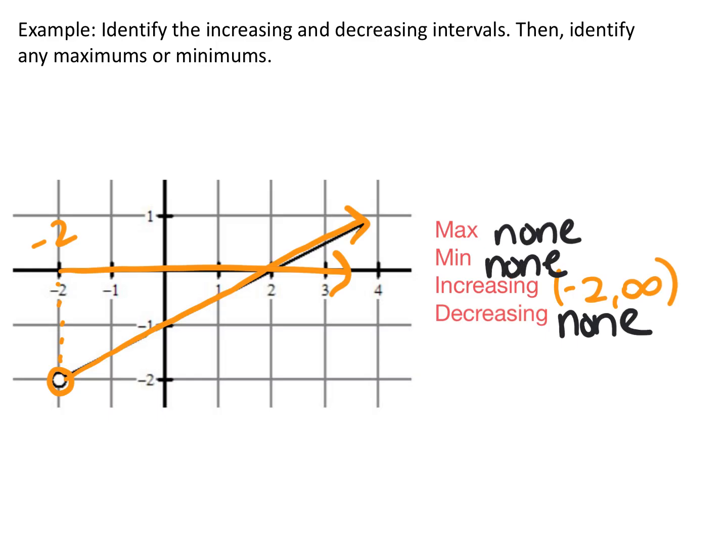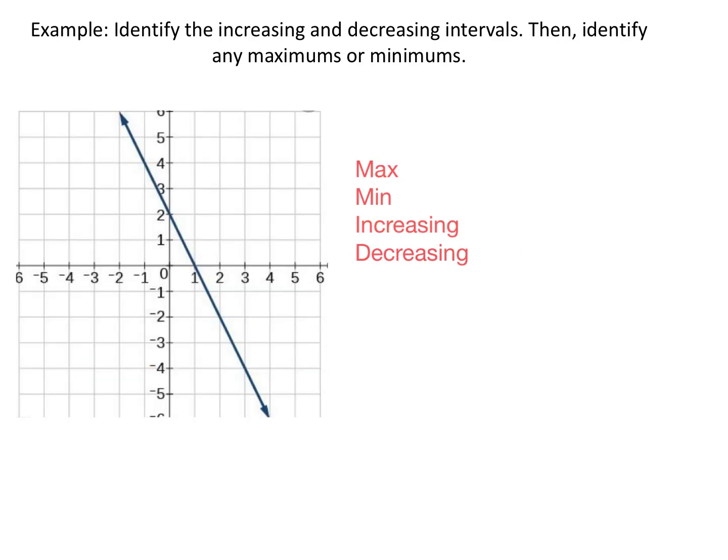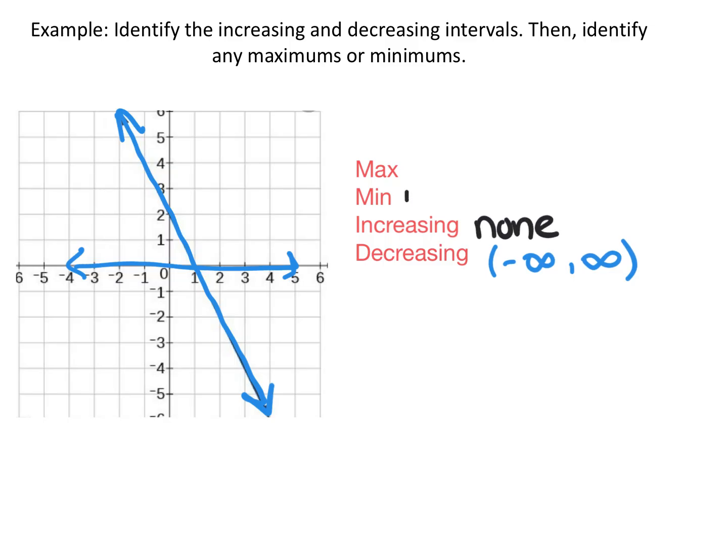And in this example, I'm going downhill the whole time. So even though it's an arrow extending in the other direction, I'm always going downhill. So I would say I'm decreasing from -infinity to infinity. My increasing interval is none because it never increases, and I also don't have a maximum or a minimum. So it's okay to have none for a lot of these. You're not going to necessarily have every key feature on your graph.